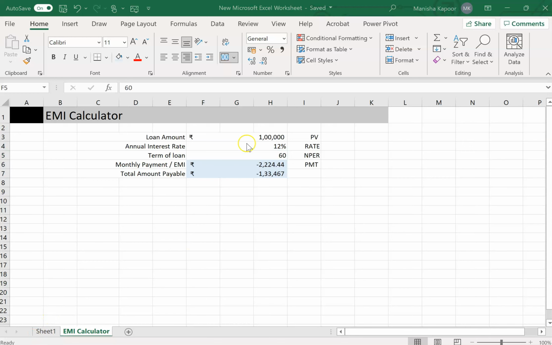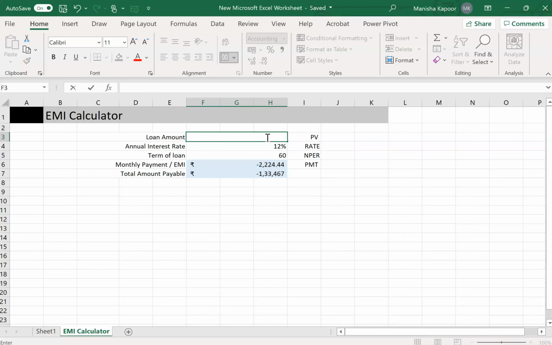Now let's say there's one more situation, and you don't know the price of the laptop. What should be the budget of the laptop that you can afford? Given that the interest rate the bank is charging is 12%, you can pay the loan in 60 months, and the EMI you can afford is 2,224. According to these three criteria, what should be the budget of the laptop? That's what you are trying to find out. So we use this PV formula for that.